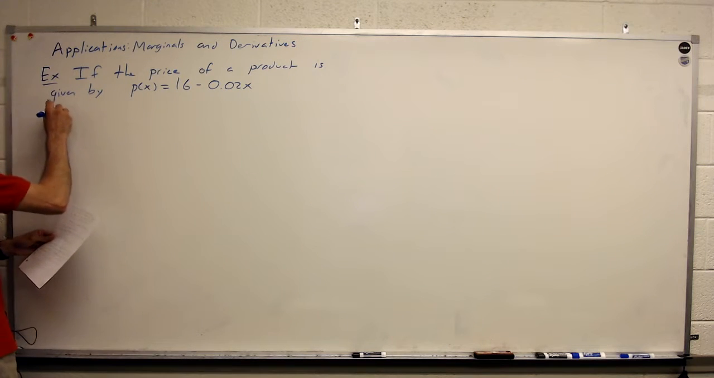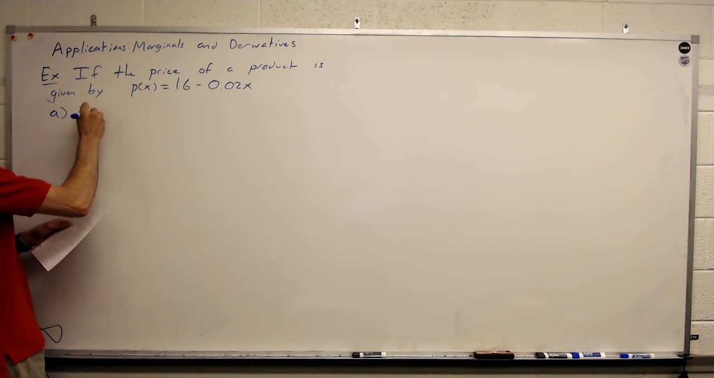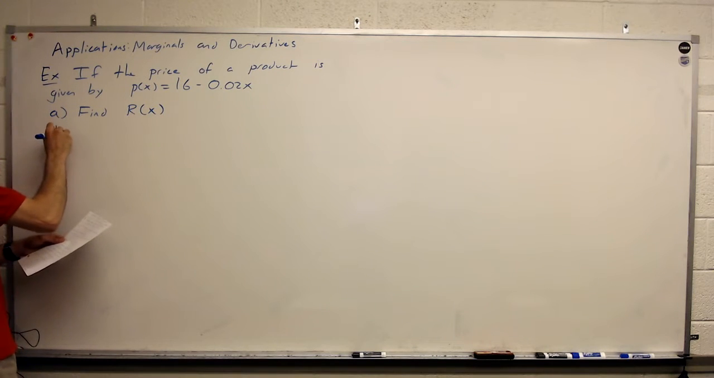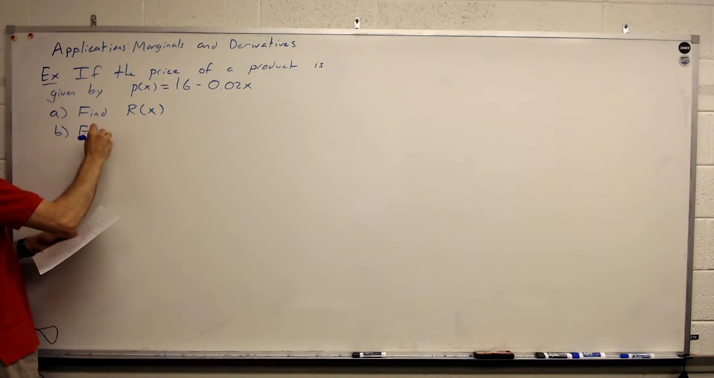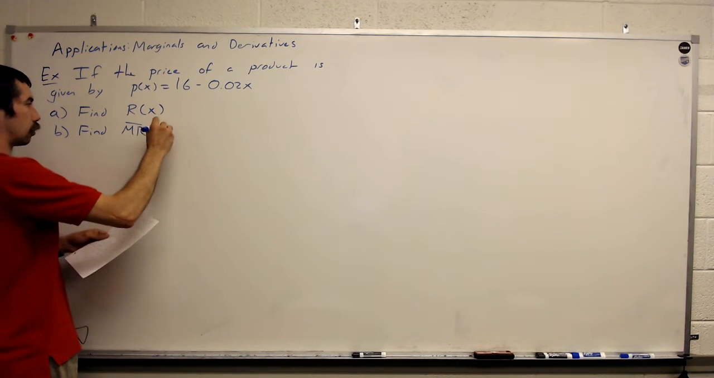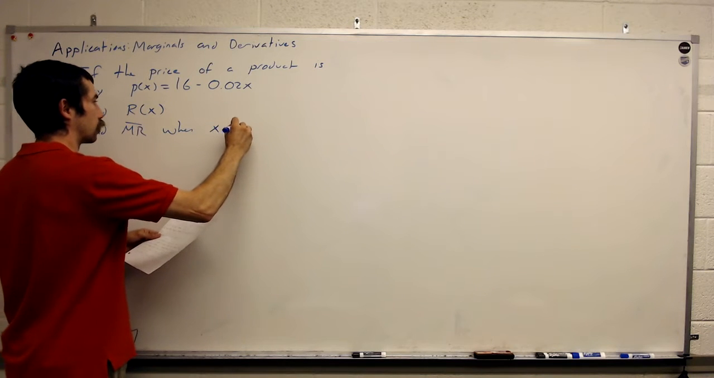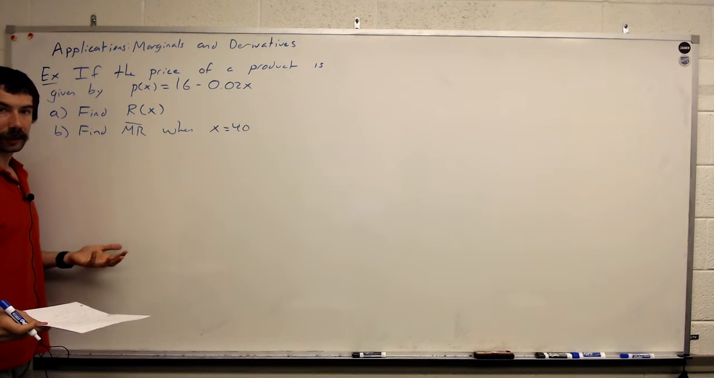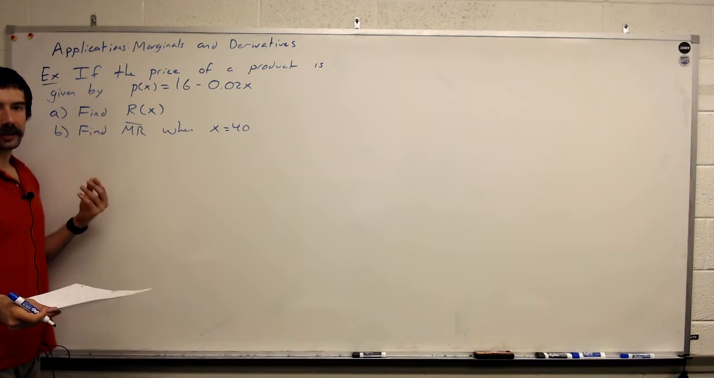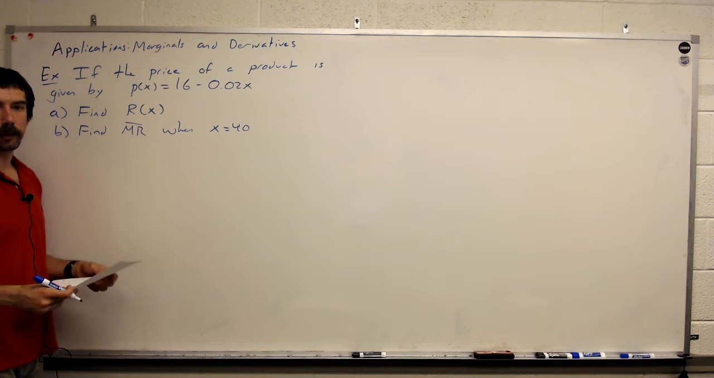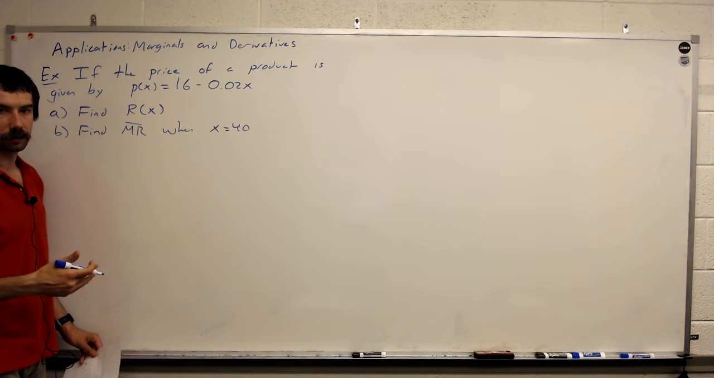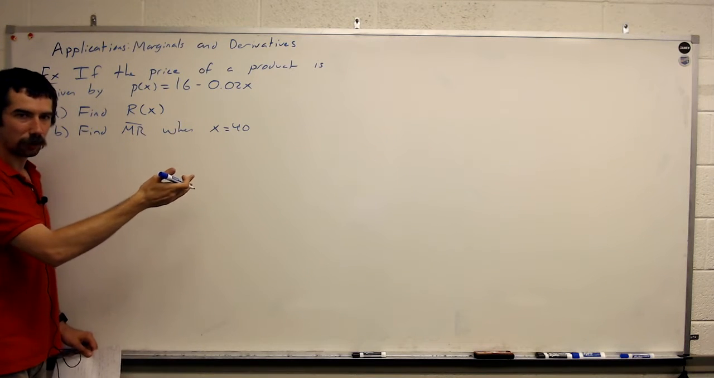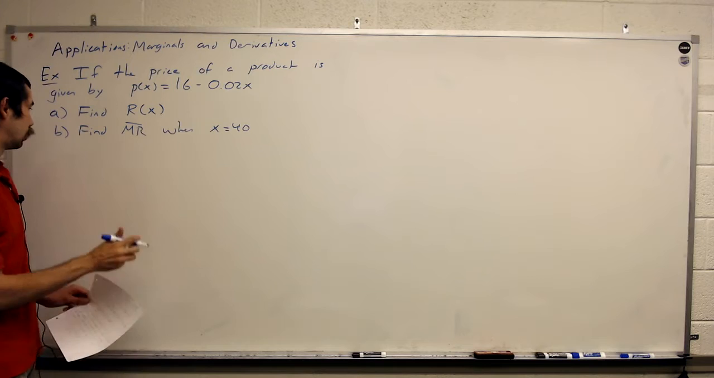I want us to first find revenue, and then I want us to find the marginal revenue when x equals 40. All right, so this is really straightforward. We need to find our revenue function, and then to find marginal revenue, remember marginal revenue, marginal anything, is the derivative. So we need to find our revenue function, and then its derivative at x equals 40. Easy, right?